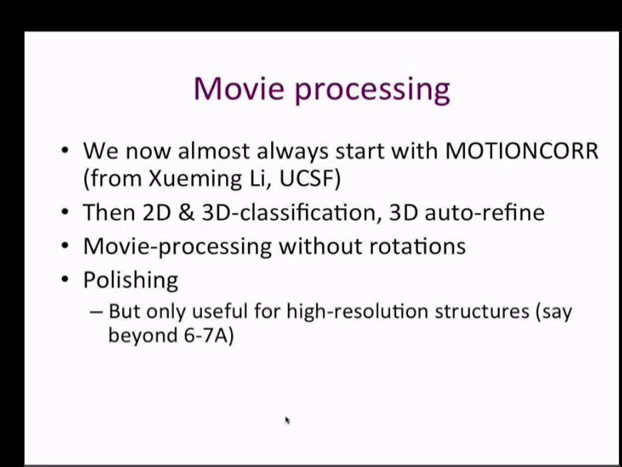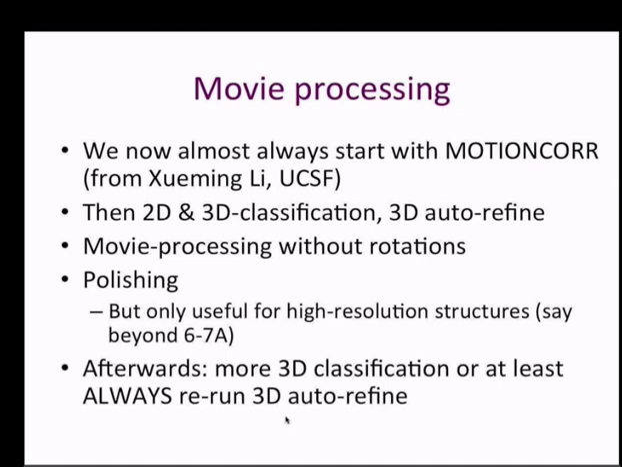Now, if the reconstruction that you have doesn't really go much beyond, let's say, 7 or 8 angstroms, then that might not be so useful because it will be very difficult to estimate B-factors for the individual movie frame reconstructions. And then after you've done particle polishing, you now have particles with increased signal-to-noise ratio. So they will be better for 3D classification, or at least always rerun your 3D auto-refine.